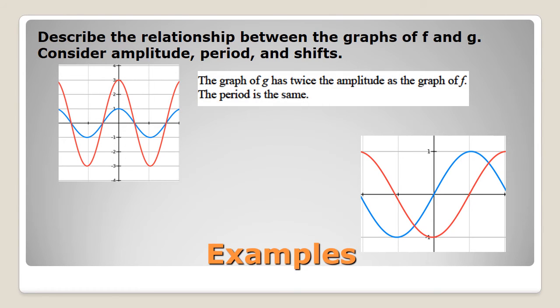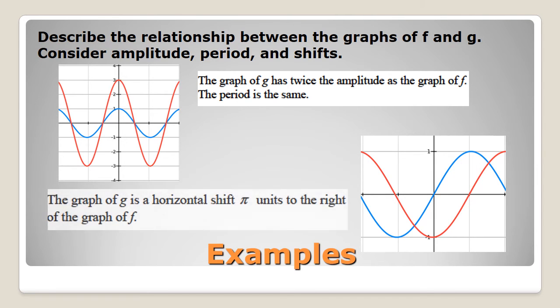Okay, so for the first one, the graph of g, the red one, has twice the amplitude of the blue graph. The period is the same. In other words, you'll notice that the same number of curves go by in the same distance. The only difference is that the red graph is a lot higher and a lot lower, so the amplitude is changed. The blue graph has an amplitude of 1, the red an amplitude of 3. And now do the same thing for the other one.